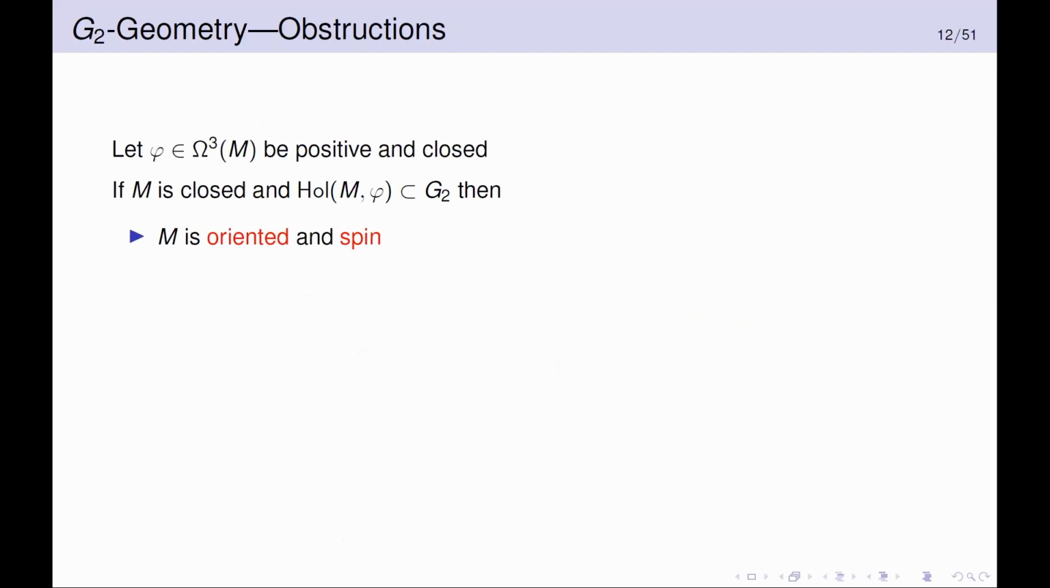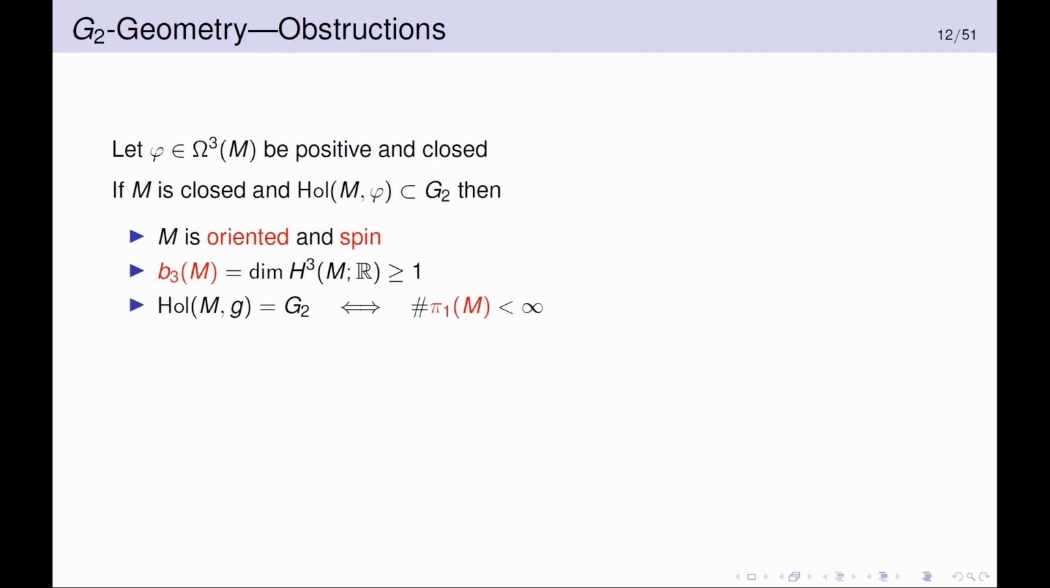So, what are now obstructions against having holonomy G2? First of all, let's assume that we have a subgroup of G2 as our holonomy group. We've already seen M must be oriented and spin. So these are 2 obstructions. Next one, phi is a parallel 3-form, so it's actually a non-vanishing cohomology class, and therefore the third Betti number should be at least 1.